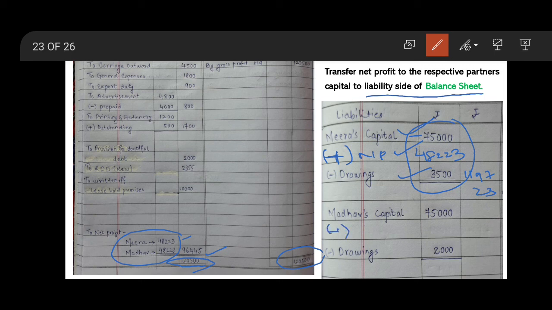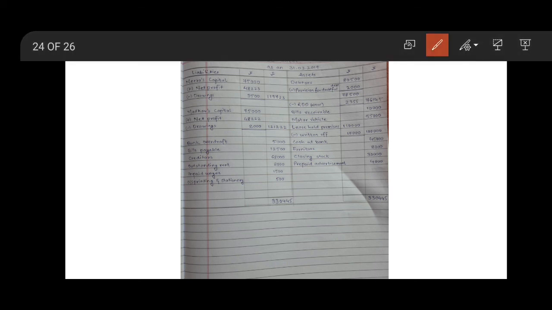Now go for Madhav. Again add net profit of Madhav here, add it. So Madhav's net profit is this: 48222. Add this, deduct the drawings of 2000 and take the amount in the outer column: 121,222. Here it is very clear. You can see the capital of Meera, then add net profit, and then drawings are deducted. The same for Madhav.